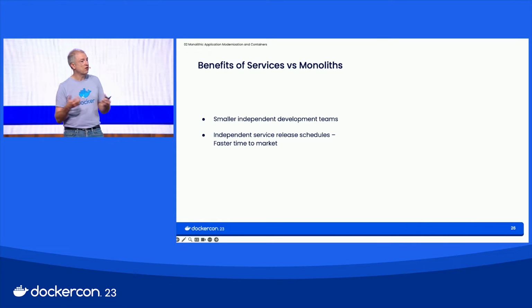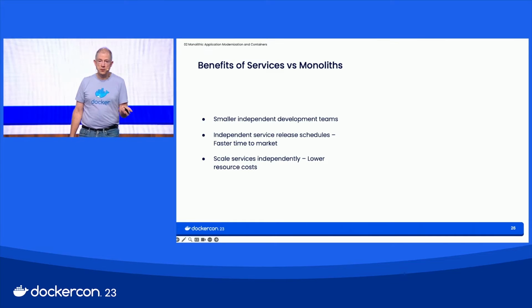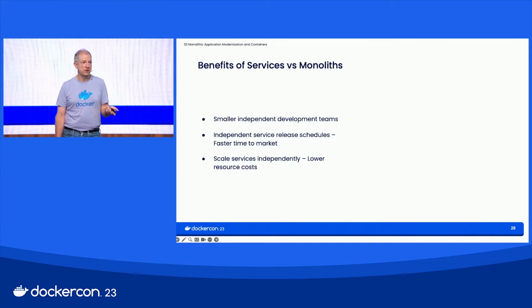So now I have faster time to market for my changes. This can be a business advantage if you can do it. If you can get those release schedules down from quarterly or 6 months down to a week, an hour or less, that's a huge difference. Scale services independently. If there is a particular service that needs to be scaled and the rest of the application doesn't, you could scale that one service and not the rest. That's going to save hugely on resource cost.